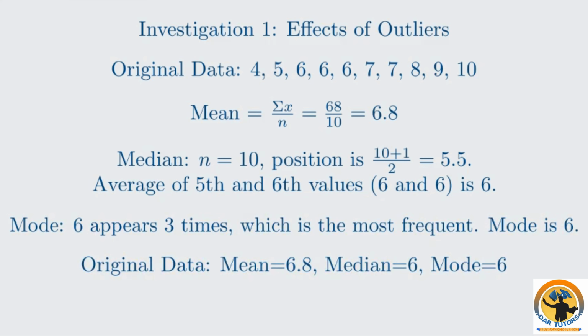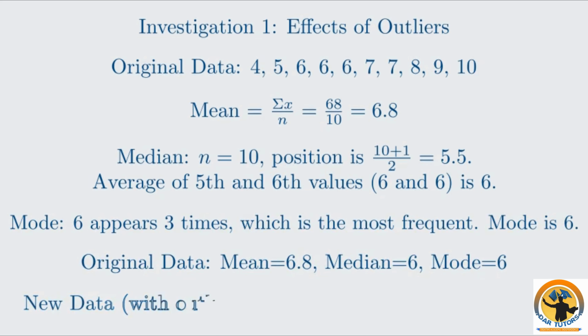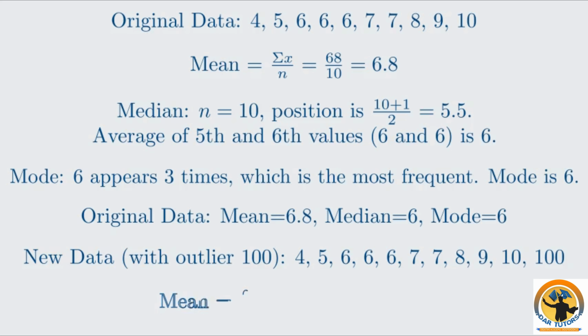Now let's introduce an outlier. Suppose we add a value of 100 to the dataset. This is clearly an outlier. Let's recalculate the mean, median, and mode. The sum is now 168, and we have 11 values. The new mean is approximately 15.27. Notice how much it has changed, from 6.8 to over 15.